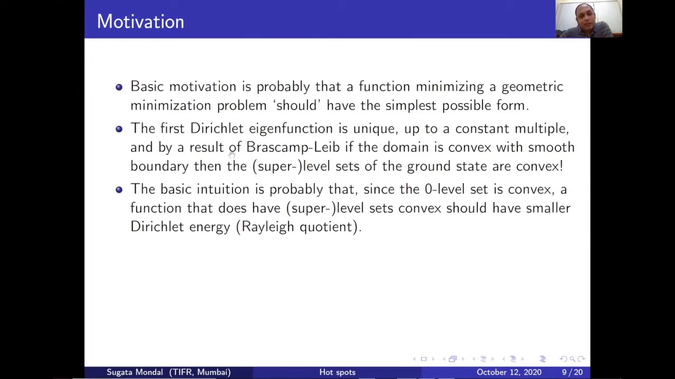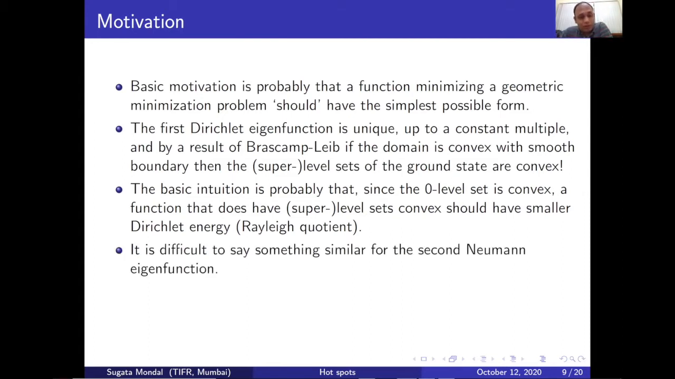Now, for this particular Dirichlet case, the basic intuition probably is that if you have a nice convex domain and you're looking at the first Dirichlet eigenfunction, then the Dirichlet eigenfunction satisfies the boundary condition that the function vanishes at the boundary. So the zero level set is actually the boundary of the domain, so that is convex. And then probably one can think that a function that does have convex super level sets should have small Dirichlet energy compared to other functions.